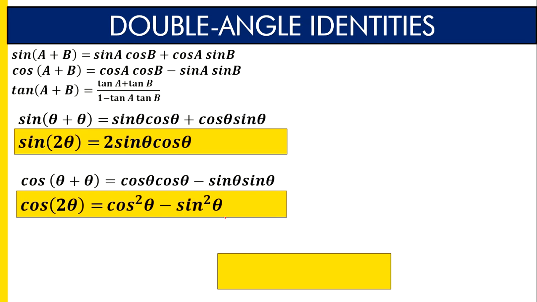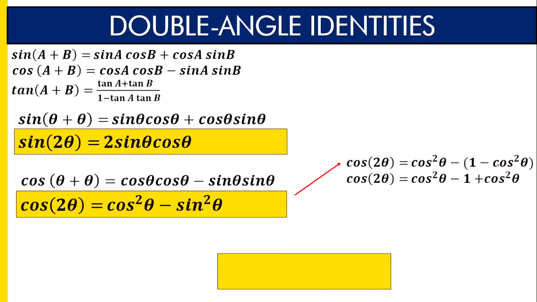So you can manipulate this and use the Pythagorean identity to obtain different results. For instance, if we substitute 1 minus cosine squared theta, from the Pythagorean identity, for the sine squared theta, we'll obtain cosine squared theta minus 1 plus cosine squared theta, or simply 2 cosine squared theta minus 1. As you can see, we use another identity, which is derived from the Pythagorean identity earlier.